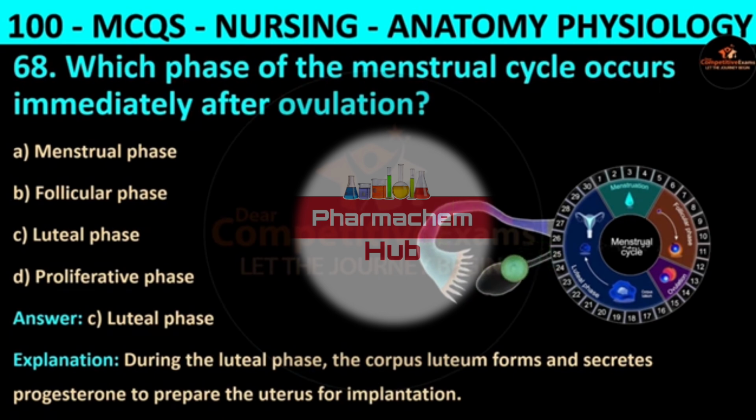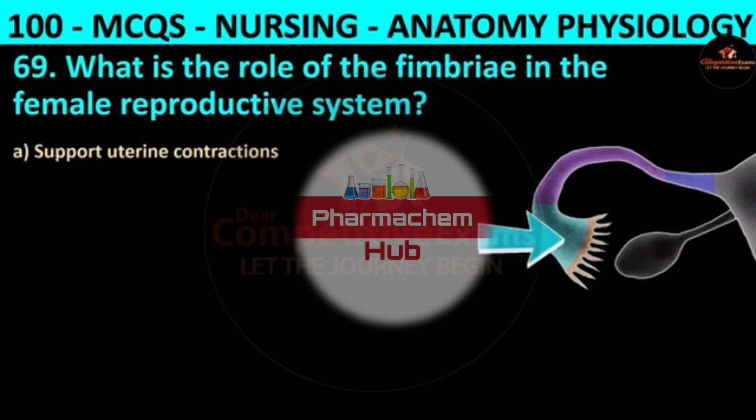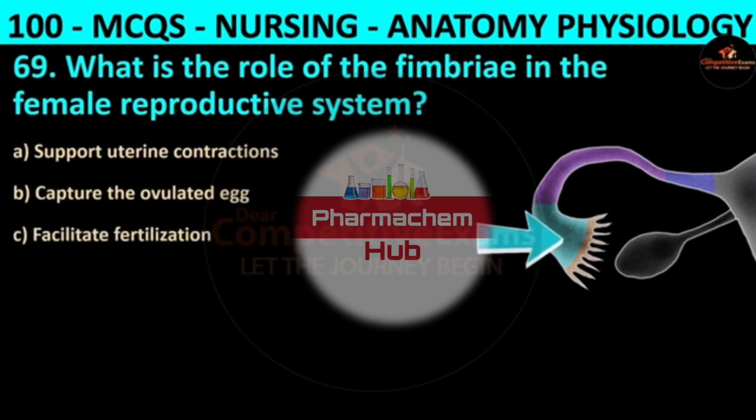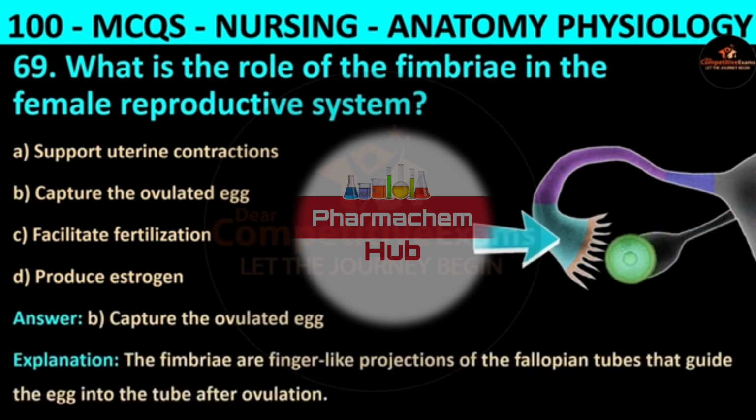Question number 69. What is the role of the fimbriae in the female reproductive system? Your options are support uterine contractions, capture the ovulated egg, facilitate fertilization, or reduce estrogen. The correct answer is B, that is to capture the ovulated egg. The fimbriae are finger-like projections of the fallopian tube that guide the egg into the tube after ovulation.